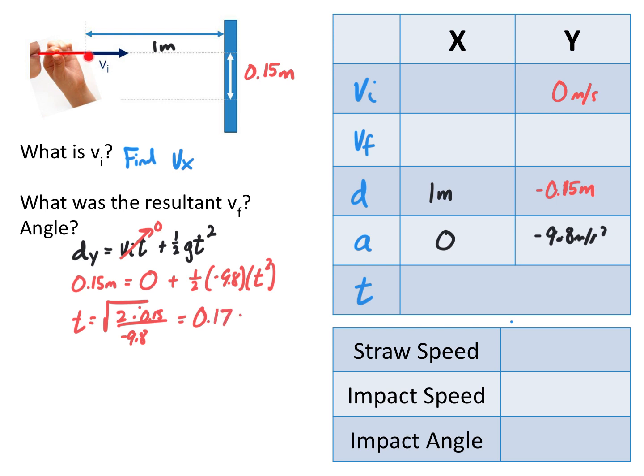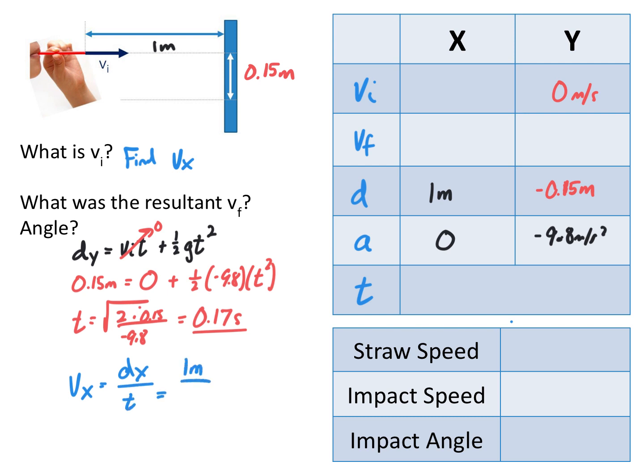Now that could be just off the end of the barrel, or because it's the same time if it is shot horizontally, if it falls this distance over here as well. Okay, so that's 0.17 seconds. Remember that. We're going to put that into our table. Remember to use that when we're calculating our velocity in x.